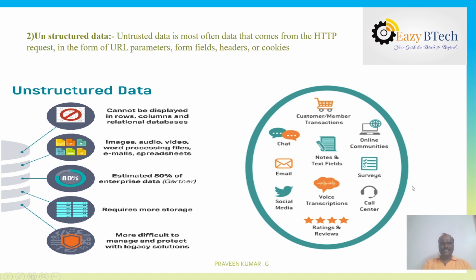What about the unstructured data? What is unstructured data? Unstructured data is like an HTTP request. If data comes from an HTTP request, I think you know HTTP request is nothing but we can access data over the internet. What type of data can we retrieve over the internet? Regularly we are interacting with Facebook, WhatsApp, Twitter. Here is the total data: customer membership, online communication, chatting, email, social media, voice transcription and rating, and call center. The data is unstructured data.